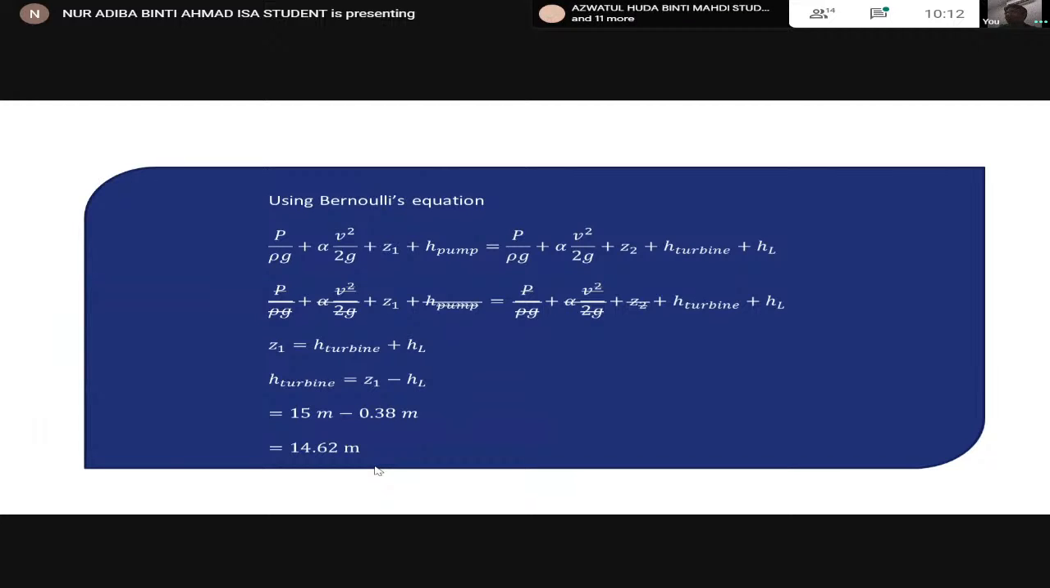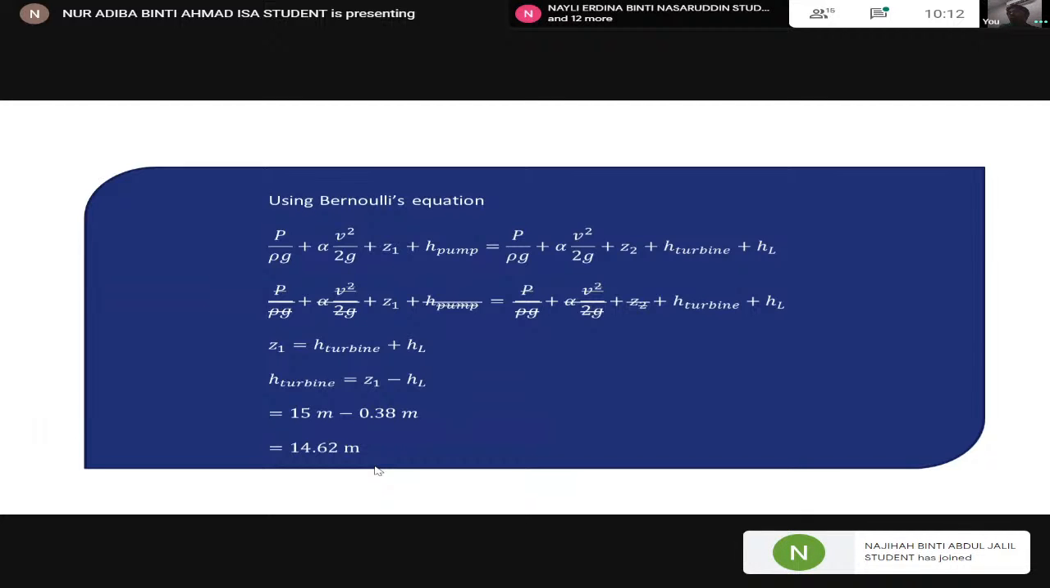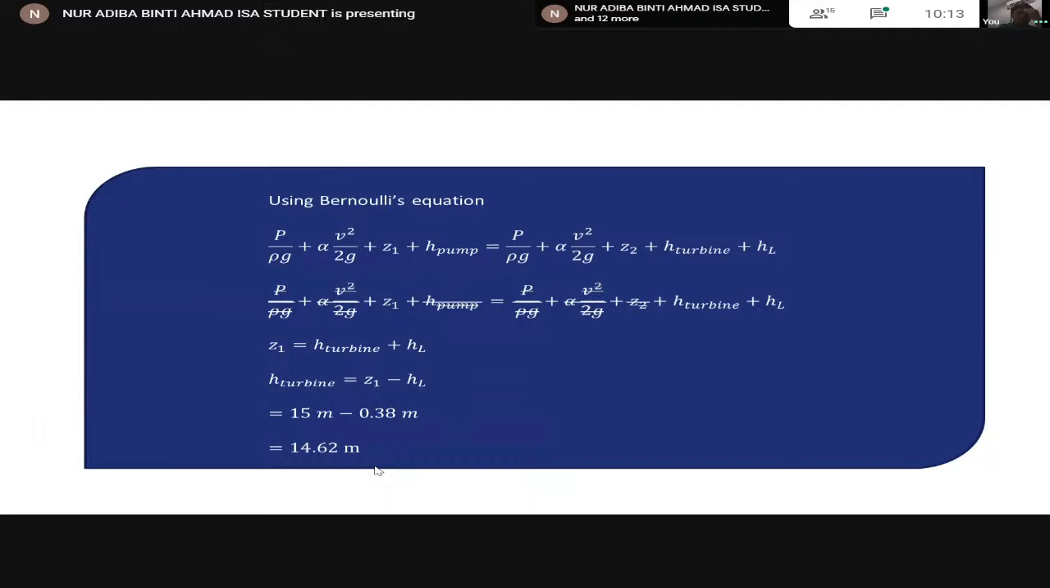Next is the Bernoulli equation. We can cancel the pressure because both sides are open channel. The velocity at both sides is the same, so we can cancel it. Then we get elevation equals head turbine plus head loss. So from this we can find the head turbine, where 50 meter minus 0.38 gives us 14.62 meter.